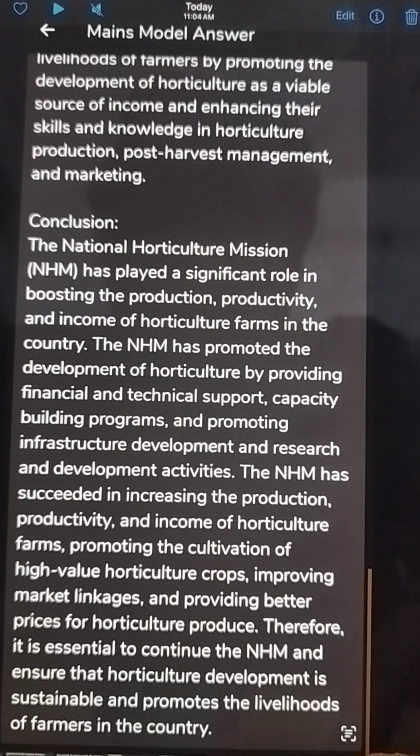The NHM has succeeded in increasing the production, productivity, and income of horticulture farms, promoting the cultivation of high value horticulture crops, improving market linkages, and providing better prices for horticulture produce. Therefore, it is essential to continue NHM and ensure that horticulture development is sustainable and promotes the livelihoods of farmers in the country.